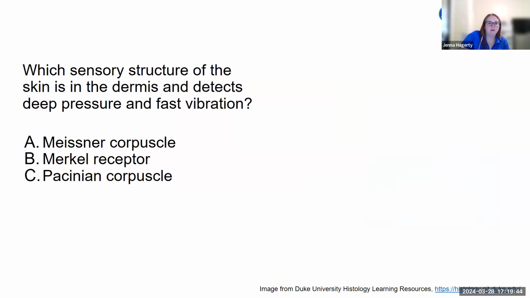So let's start up another poll. Which sensory structure of the skin is in the dermis and detects deep pressure and fast vibration?